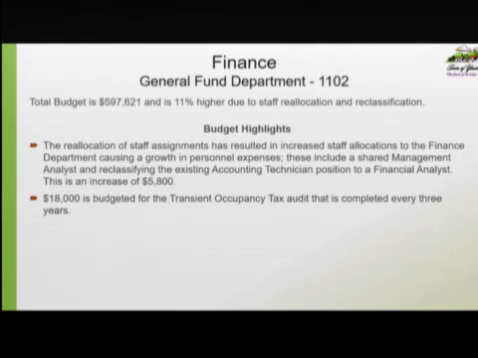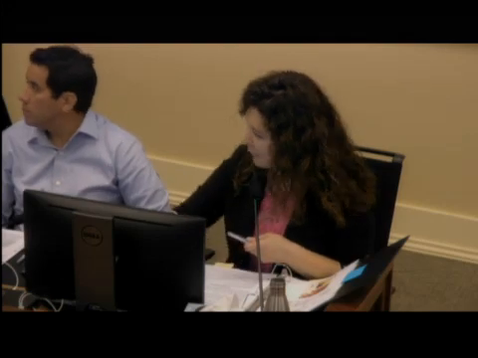So that increases a change net of $5,800. And then $18,000 is budgeted for the transient occupancy tax audit. And so this is an item of interest that I'm bringing up only because it's done every 3 years, and it's just to really make sure that all of our operators are paying what they should, and that we're providing the right forms, and that we're accurately collecting data in the best way possible. Any questions about the finance department budget? No. Move ahead, OPEB. All right.